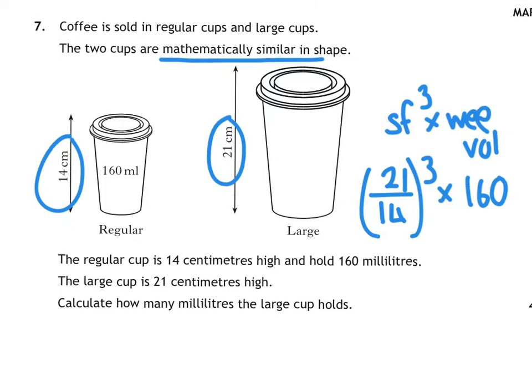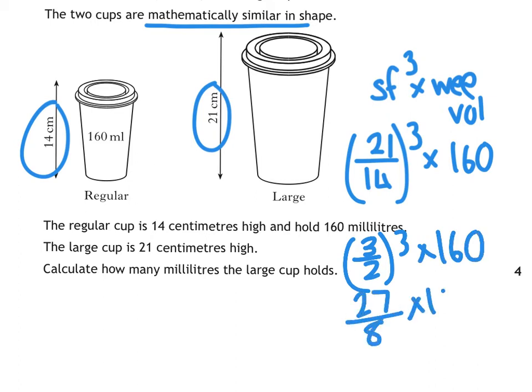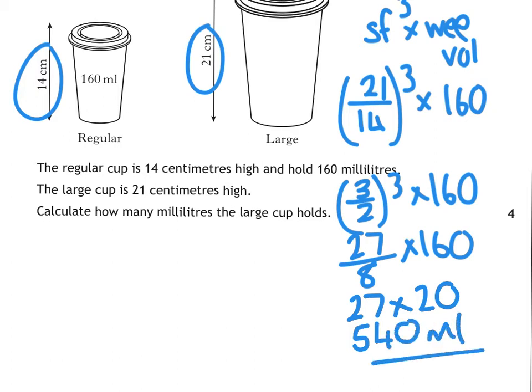Now we don't have a calculator here, so we're actually going to have to simplify first. 21 over 14 is your 7 times table, so that's the same as 3 over 2 cubed times 160. 3 cubed is 27, 2 cubed is 8 times 160. Always look for something cancelling down. For example, 8 goes into 160 nicely. 160 divided by 8 is 20, so you're left with 27 times 20, which is 54 with a 0. So the big one holds 540 mils.